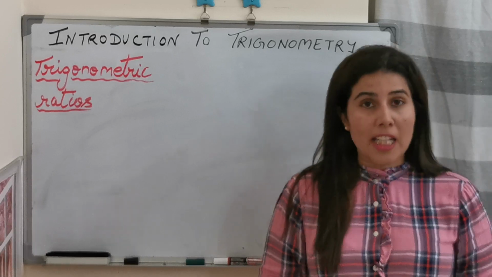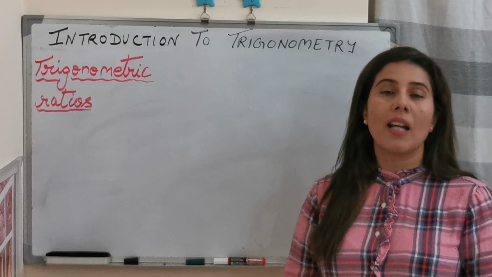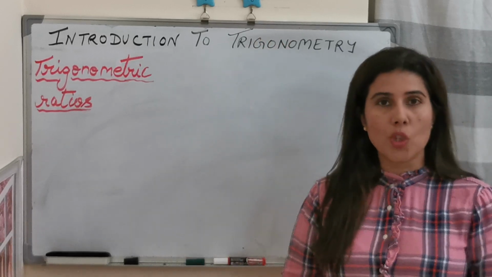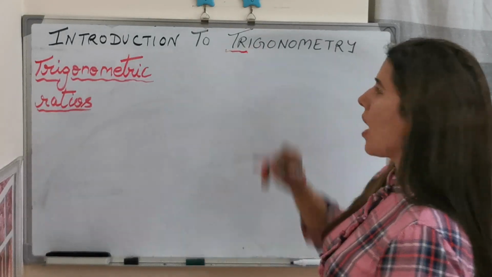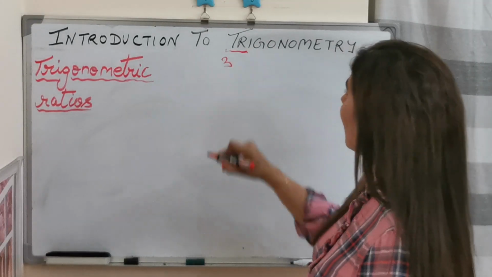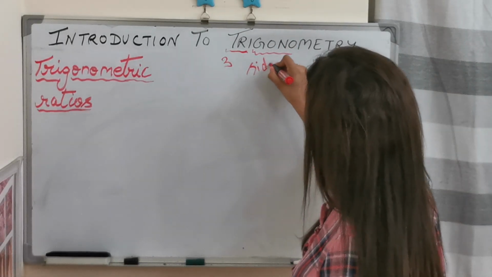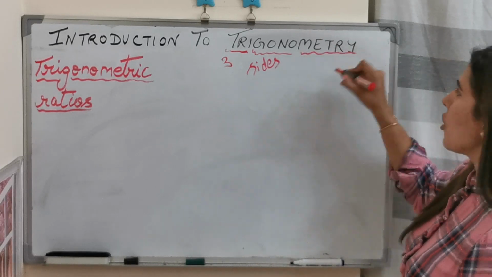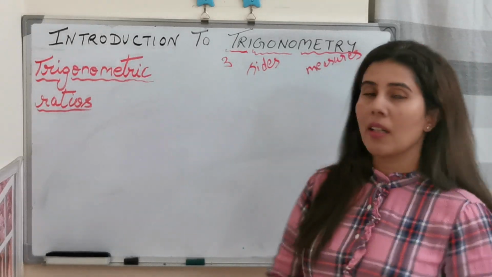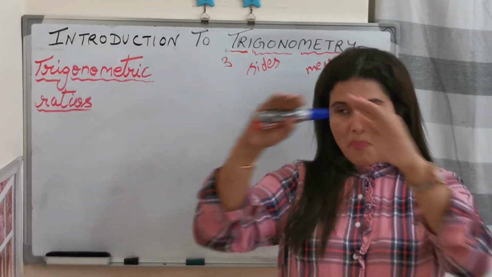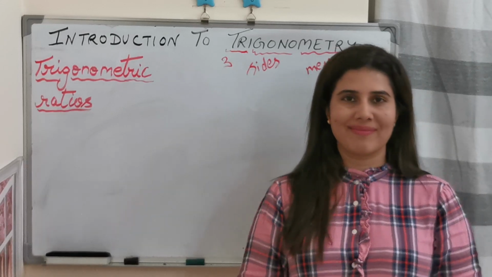Hello students, the name of today's chapter is Introduction to Trigonometry. The word trigonometry is divided into three parts. Tria means three, gono means sides, and the word metry means measures. So whenever we are dealing with measuring the three sides of the triangle, we use the term trigonometry.